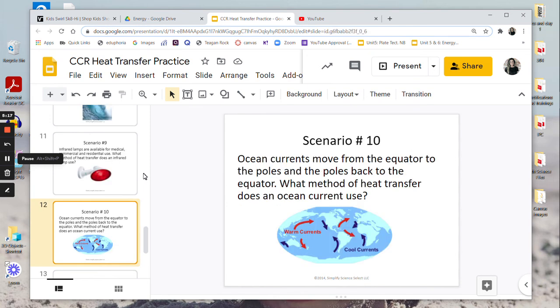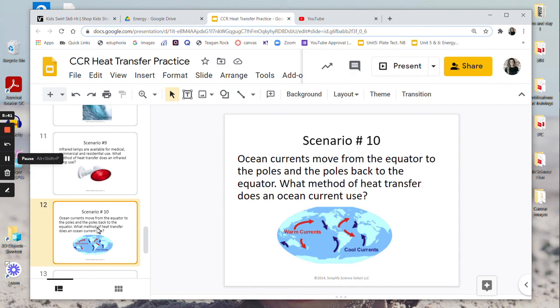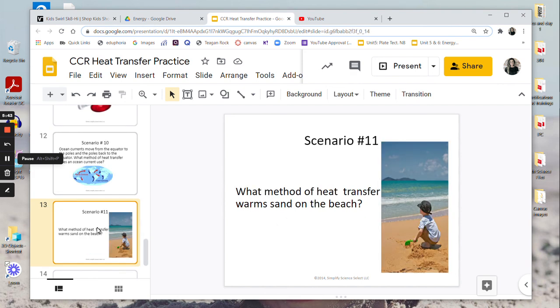Scenario number 10. Ocean currents move from the equator to the poles and the poles back to the equator. What method of heat transfer does an ocean current use? I kind of already talked about this one in a previous scenario about the waves. If you look at the arrows, the warm water is rising while the cool water is sinking, replacing the warm water. Remember, warm rises, cool sinks, which is going to be convection.